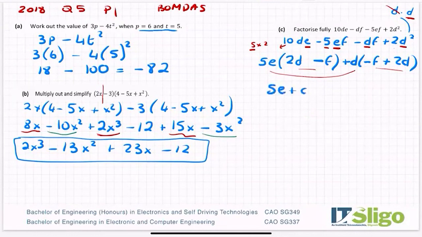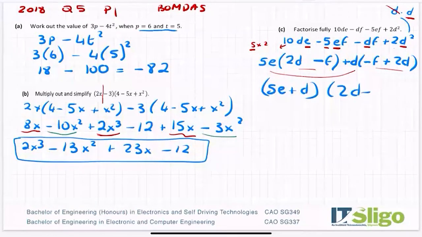So 5e plus d goes into one bracket, 2d minus f into the other bracket. And that's that one done.